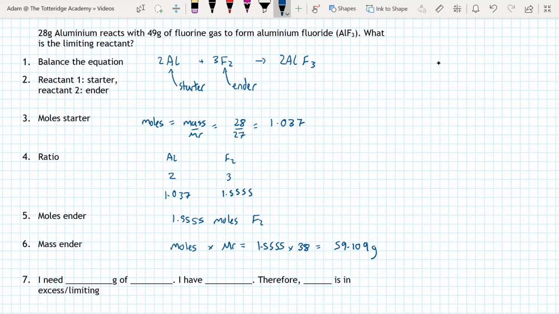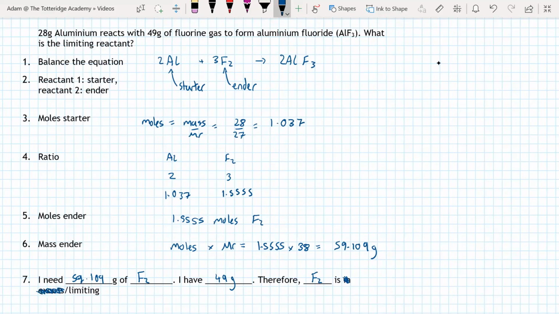Pause the video, fill this out yourself. All right, I'm hoping you got that right, where it says I need 59.109 grams of F2. How much do I have? Well, it says I've got 49 grams. And therefore, F2 is what? Well, if I've only got 49 and I need 59, F2 is limiting.